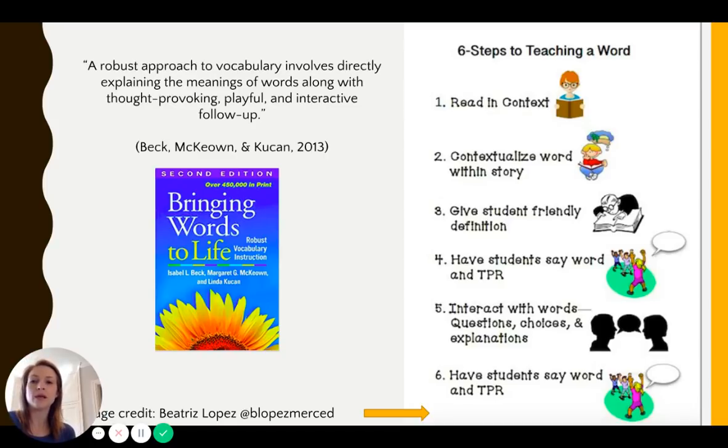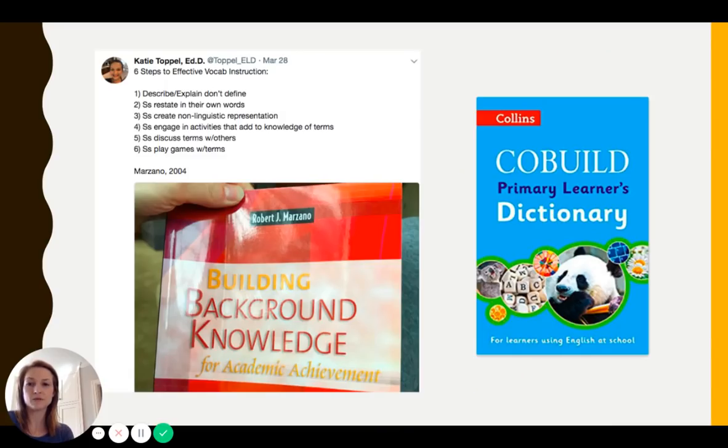But the main point is that in addition to directly teaching the meaning of words, we need to give students many different opportunities to engage with these words. And the authors of Bringing Words to Life say in thought-provoking, playful, and interactive ways. And so I've drawn from these steps, as well as the steps from Marzano, which are on this slide, in order to create this repertoire and this variety of activities that I do throughout the week.